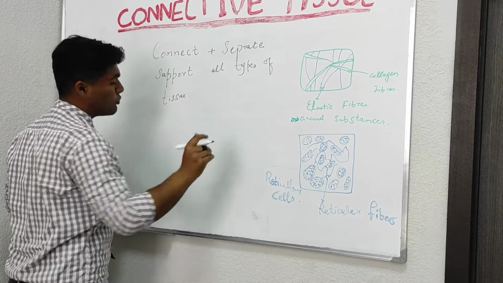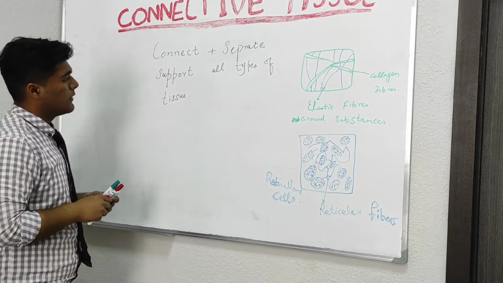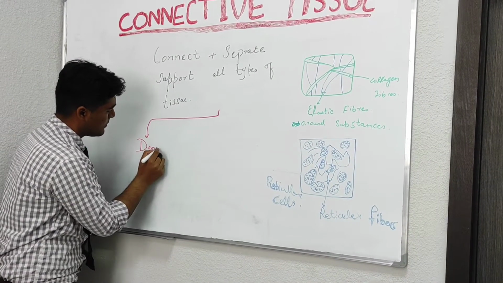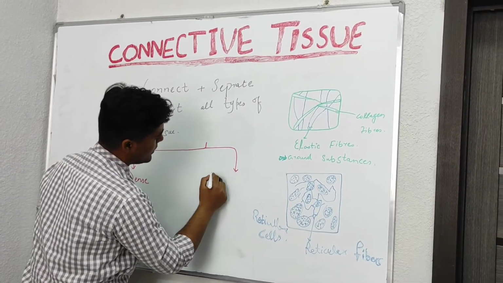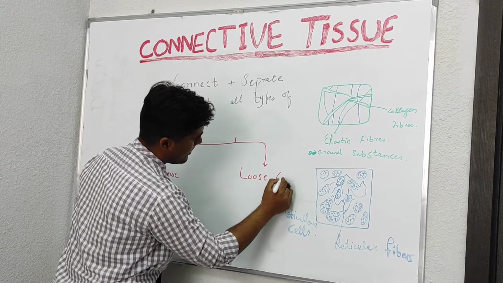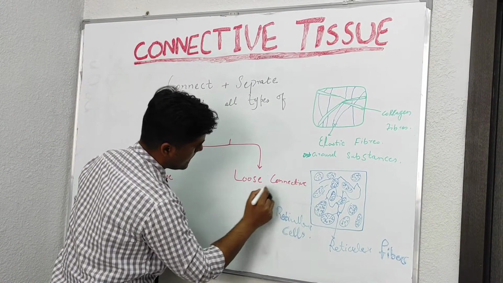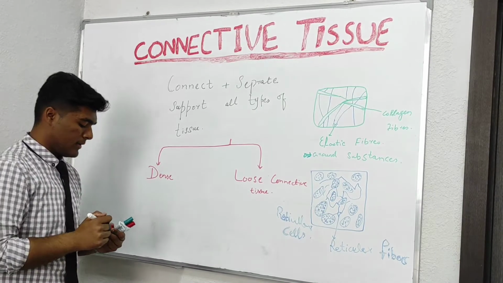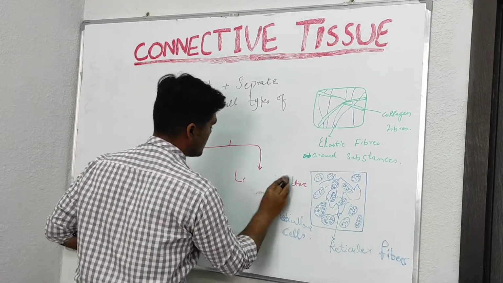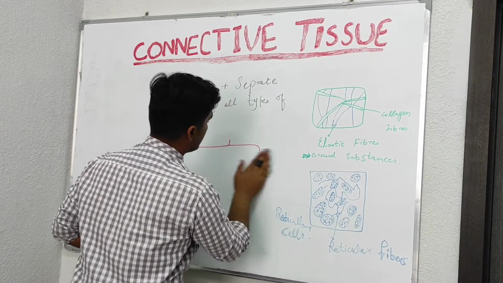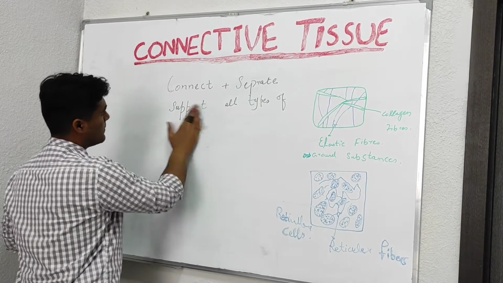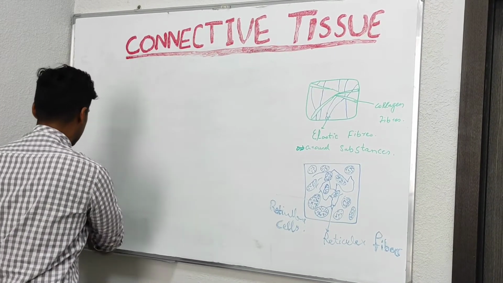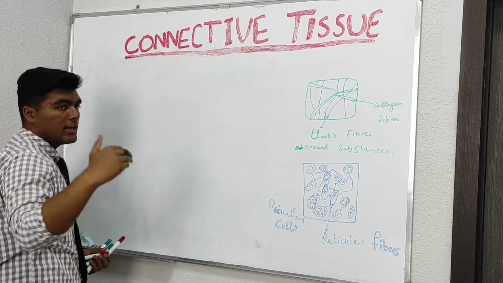Connective tissue is divided into two basic types: dense connective tissue and loose connective tissue. Loose connective tissue is further divided into three basic types, and I am going to go into detail of loose connective tissue first, and after that dense connective tissue. The loose and dense classification is basically on the basis of the nature of its fibers and their arrangement.